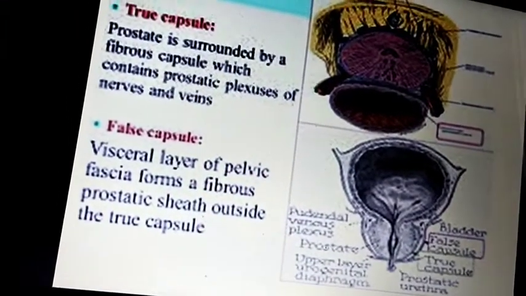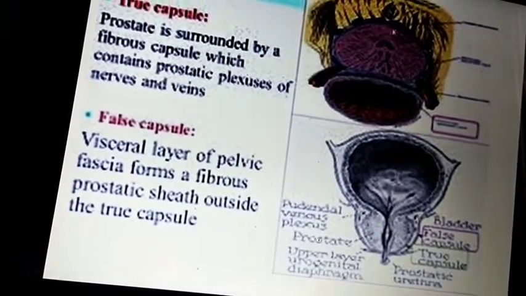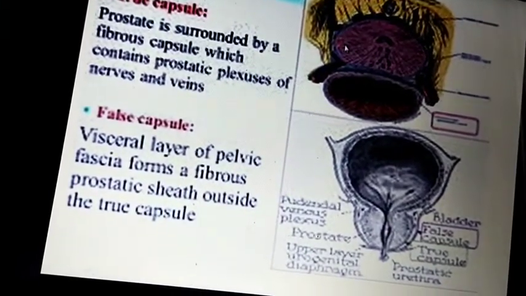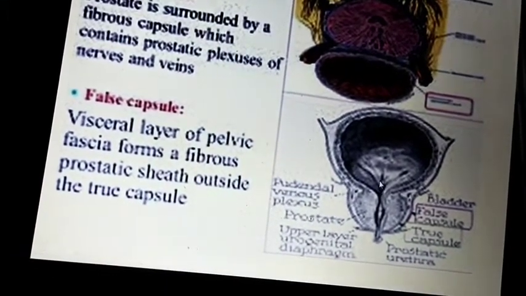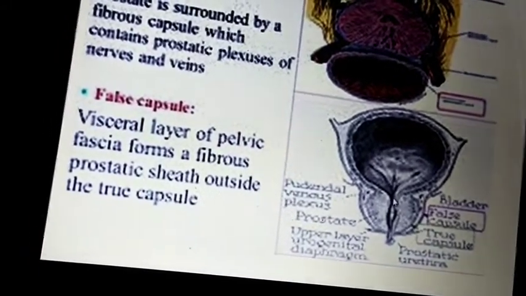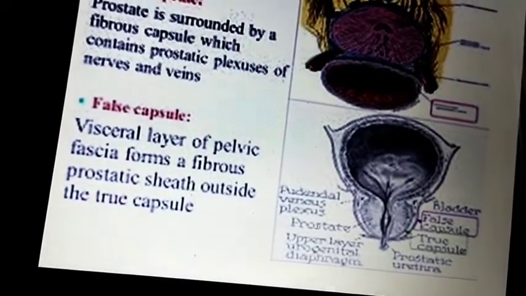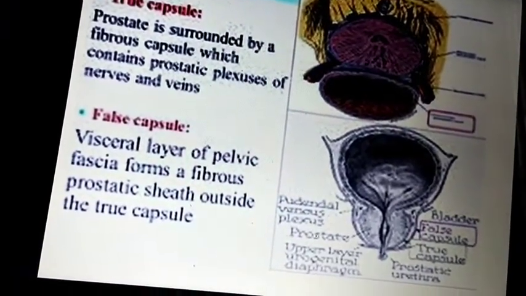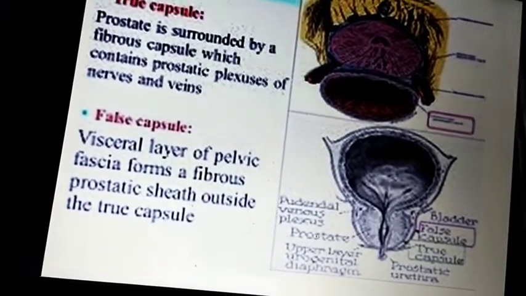You can see here this is the prostate and this is the true capsule, and these are the vessels. Just above that is the false capsule. And you can see here this is a projection in the trigone of the bladder, from the uvula. The true capsule of the prostate is surrounded by the fibrous capsule, which contains the prostatic plexus of nerves and veins. The false capsule, the visceral layer of pelvic fascia, forms the fibrous prostatic sheath outside the true capsule.